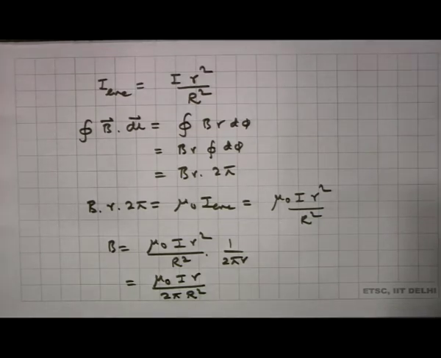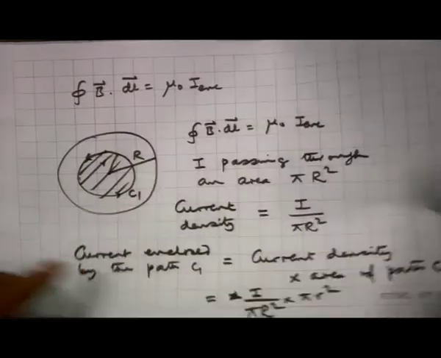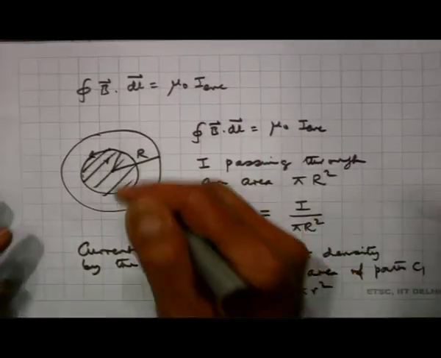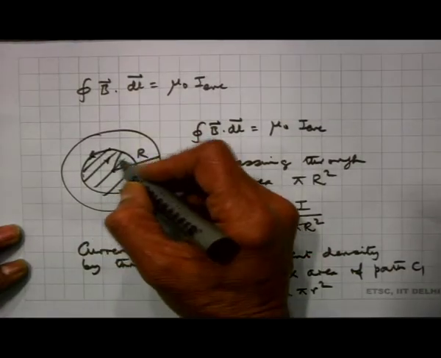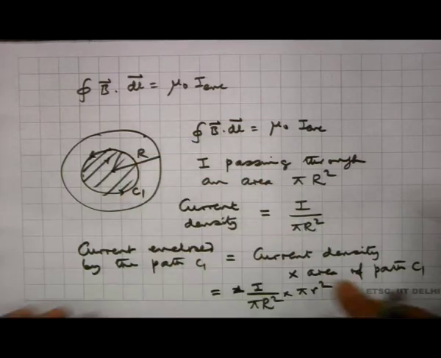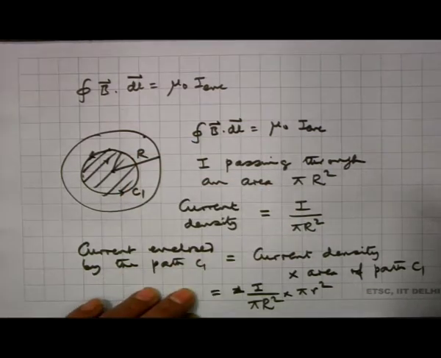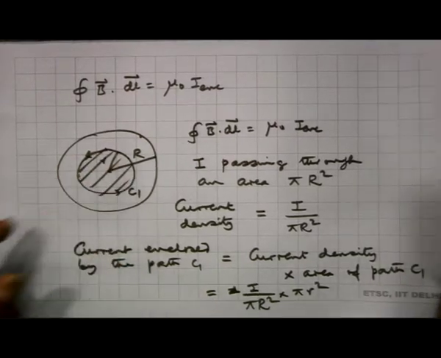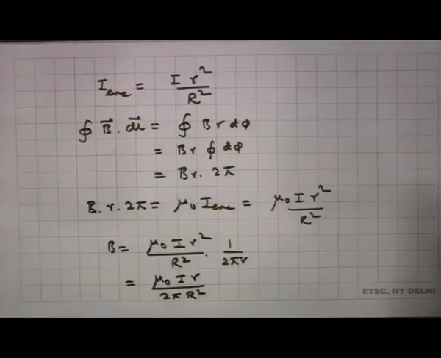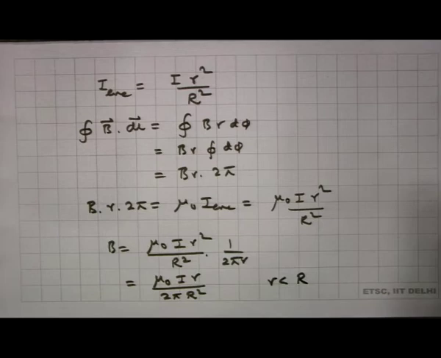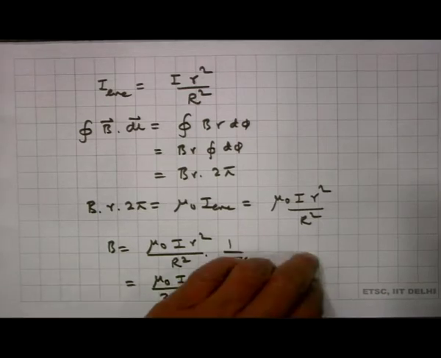So, the magnetic field is now proportional to small r. It has a dependence like mu naught I r by 2 pi R square. So, at r equal to 0, the magnetic field is 0, and the magnetic field increases as you go away from the center. This formula is valid only for a path lying inside the conductor, that is the path C1. So, that is for r less than R, because our path is inside the conductor.